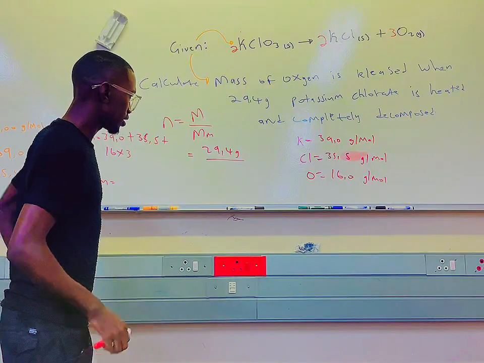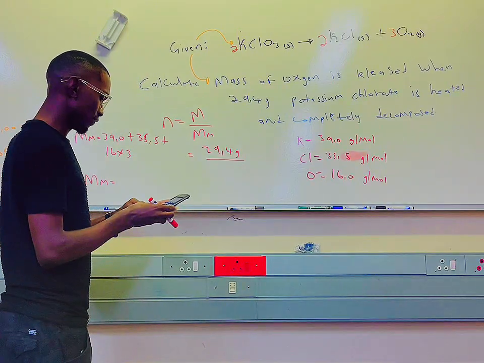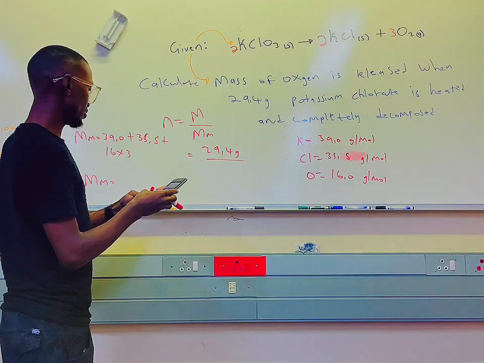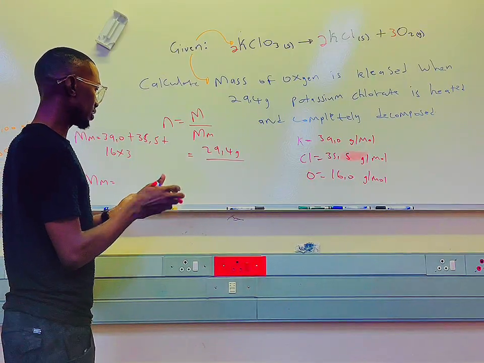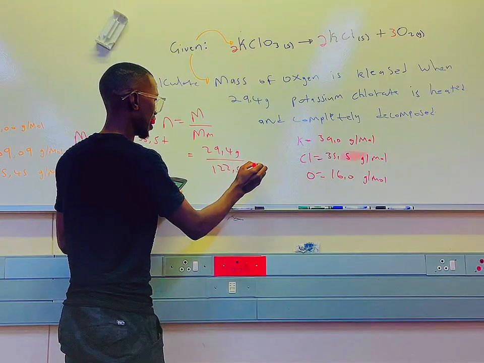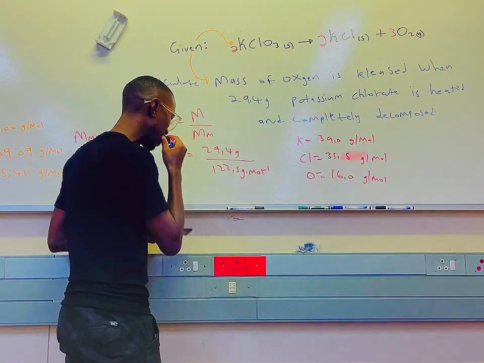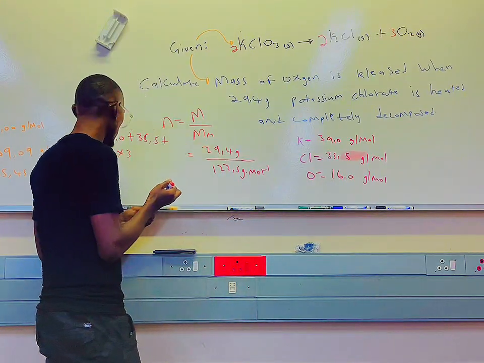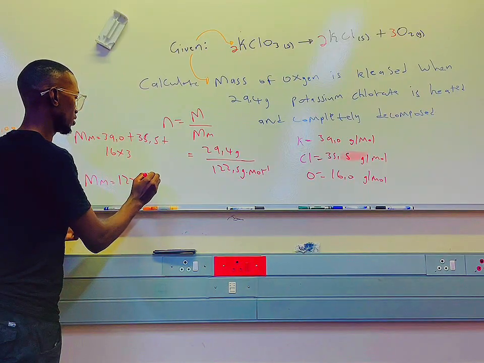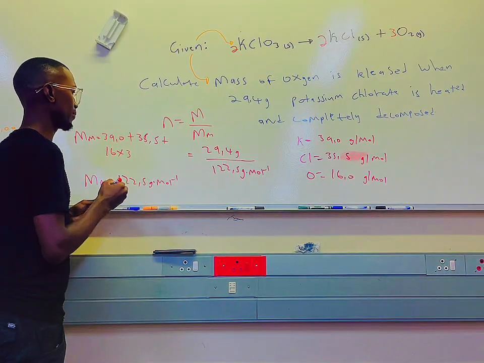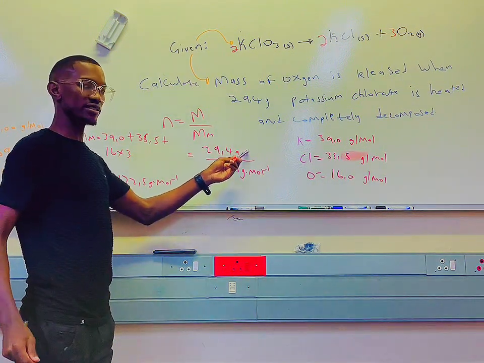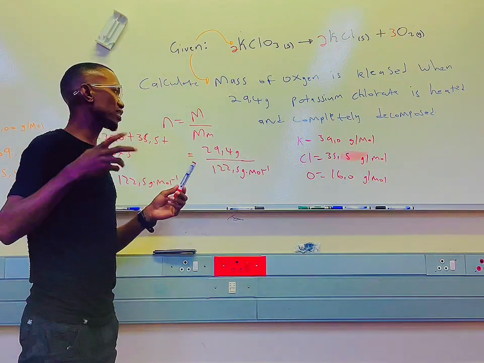Let's try to do the calculations and see quickly. So I have 39.0 plus 35.5 plus 16 times 3, and we get, there you go. So this is our molar mass. Our molar mass is basically 122.5 grams per mole. Remember the molar mass is measured as grams per mole. The mass is grams. The number of moles is basically just mole.